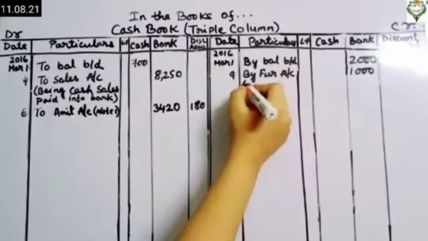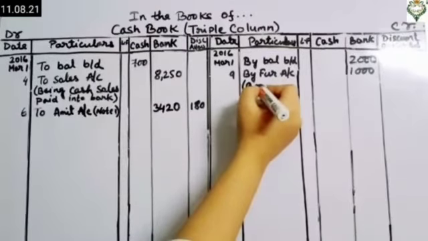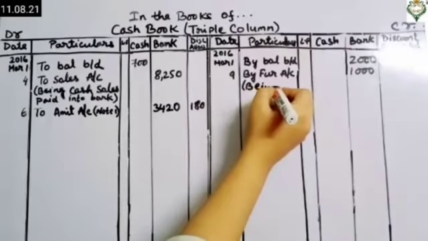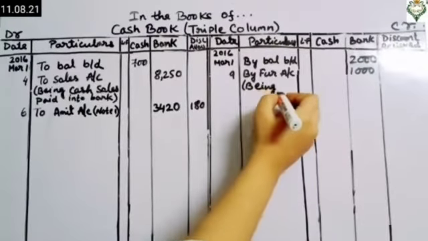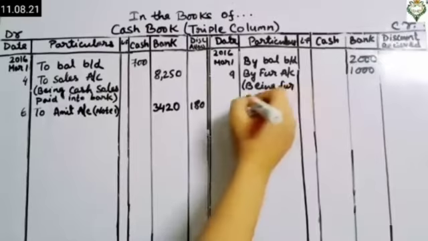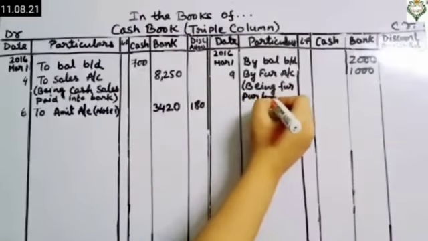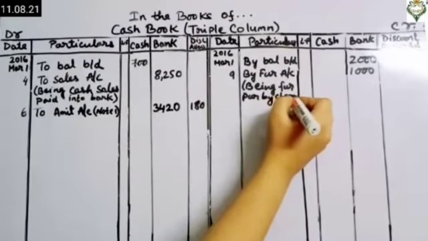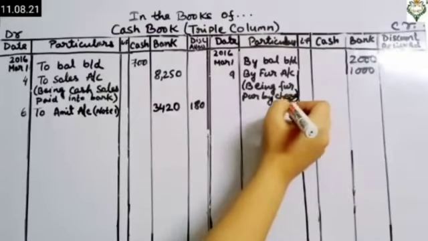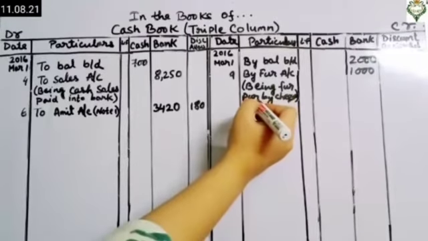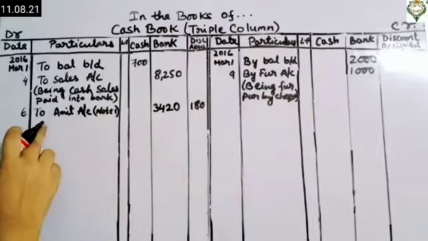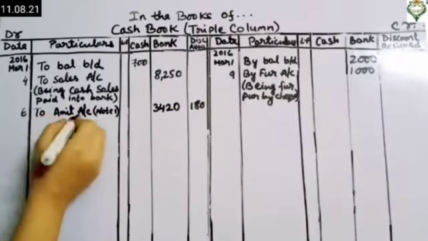Because the amount is paid by check, that is why on the bank column we have to record, and we have to write the narration for this, being furniture purchased by check. Then come to the next entry. We have not written the narration here for Amit account.